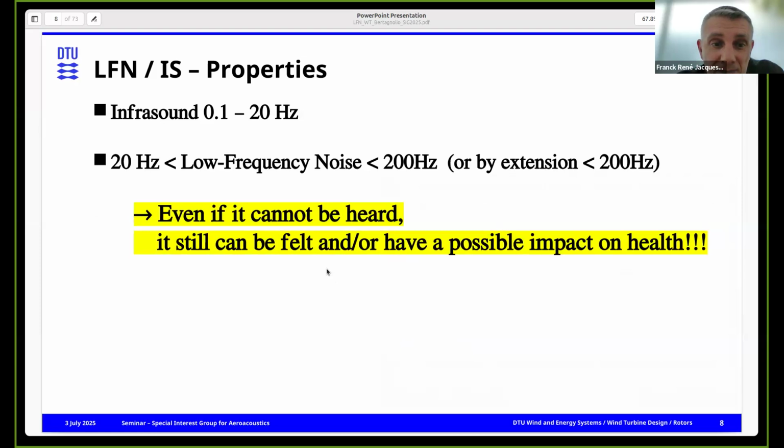And the last thing is that if it cannot be heard at very low frequency, like infrasound, it can be felt by your body, by your body fluid or your chest cavity, and then it can have a possible impact on health. It's not really clear, and I will come back to that a bit later.